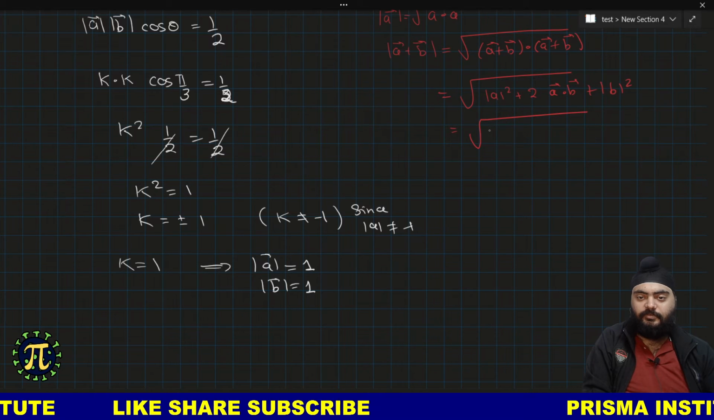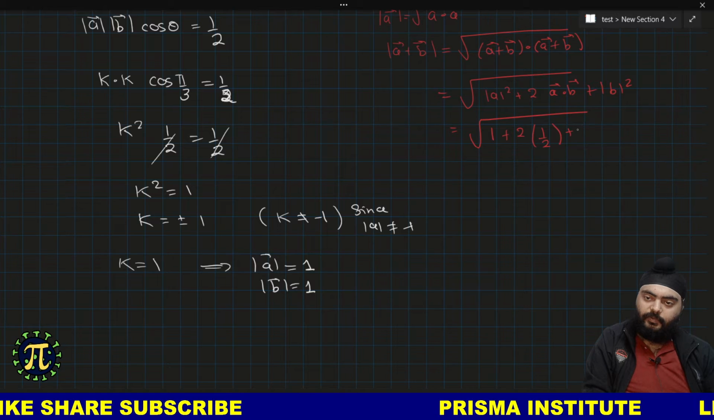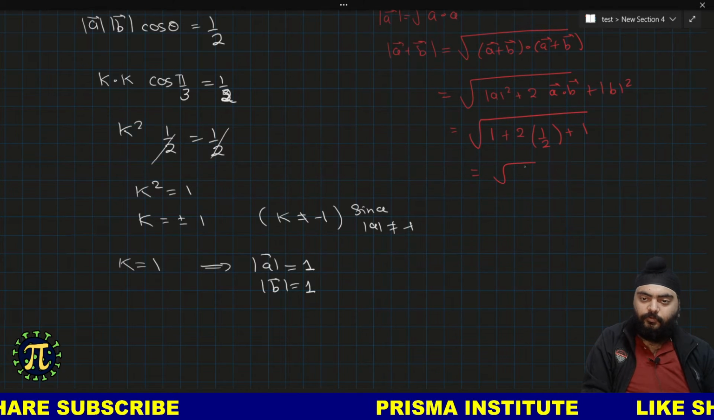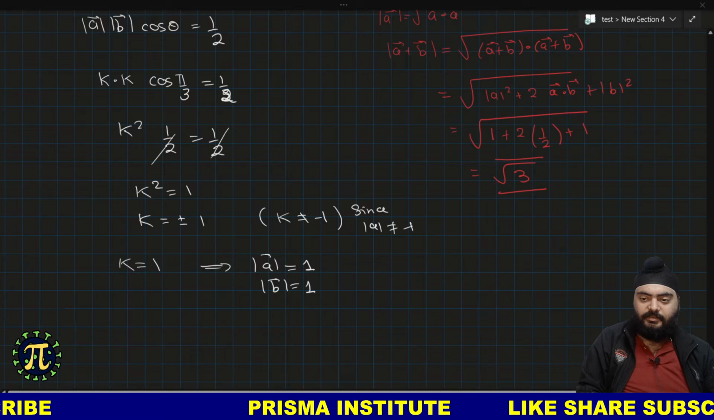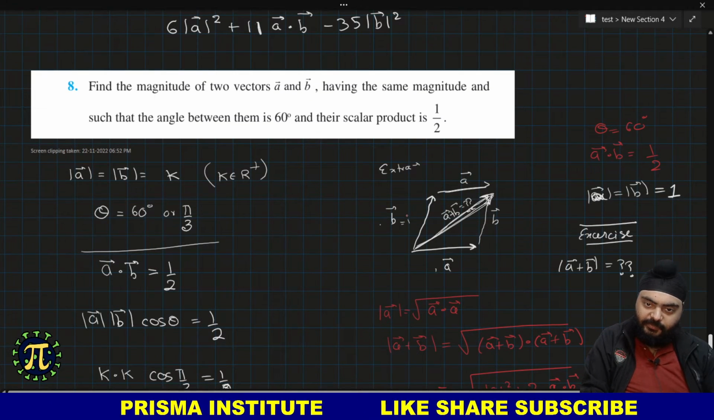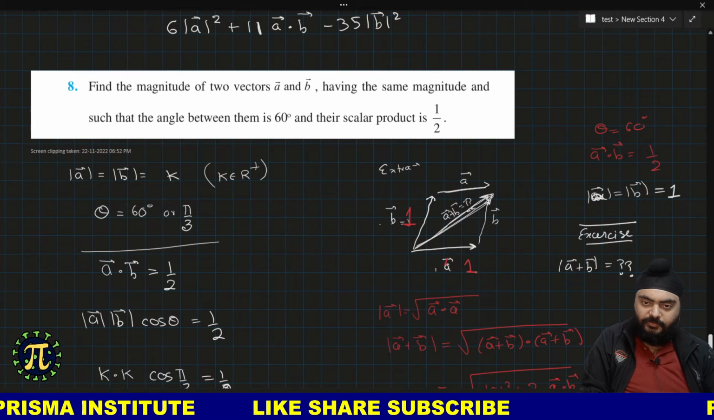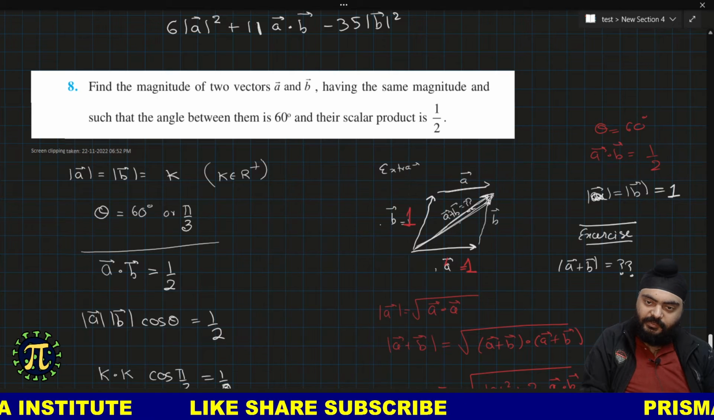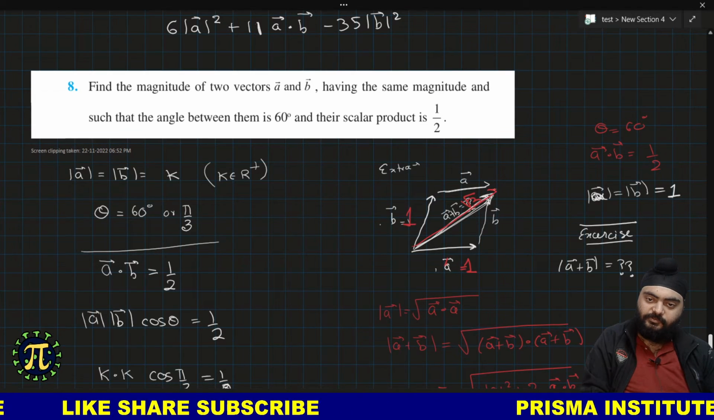Let's put in the value. So 1 plus twice of half plus 1, and we get root 3. Okay, so this is the resultant. If this is 1 and this is 1, correct? So this is also 1. So the resultant is of length root 3. Okay, this length is root 3.